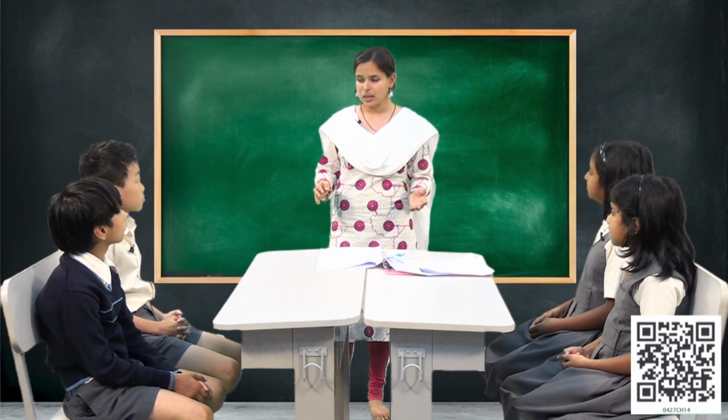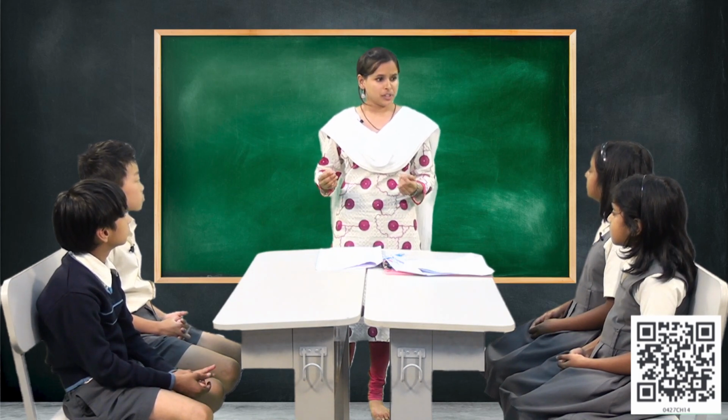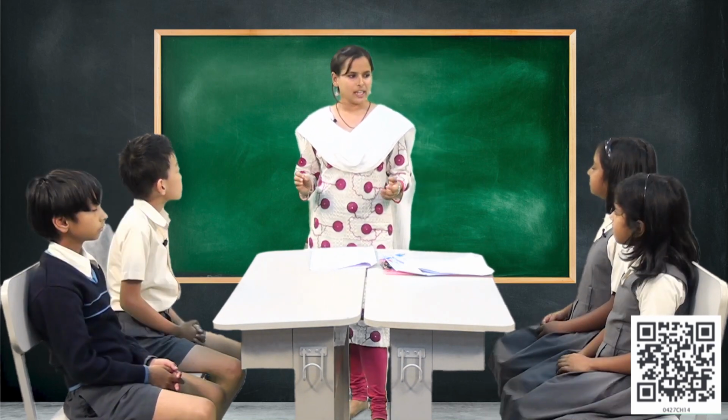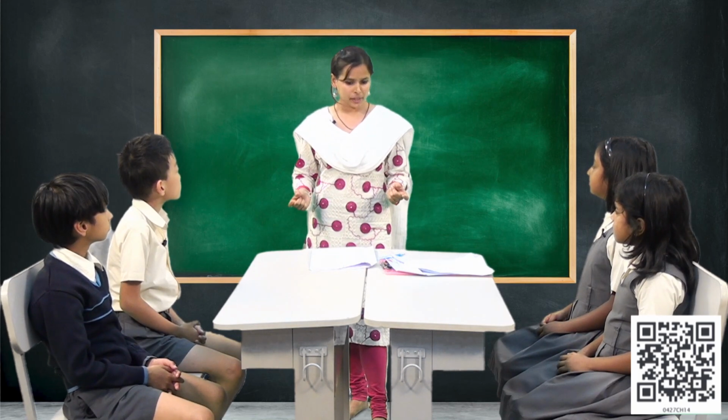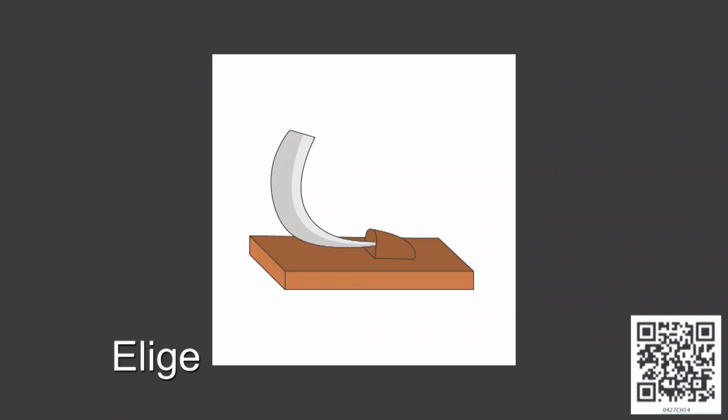Before the onions are taken to the market, Basava's mother and aunt cut the dry leaves over the onion with a sharp implement called ilige. Do you know what is an ilige? No, ma'am. Ilige is a sharp implement which is used for cutting. People even use it for cutting the vegetables. Let us see the image of ilige.